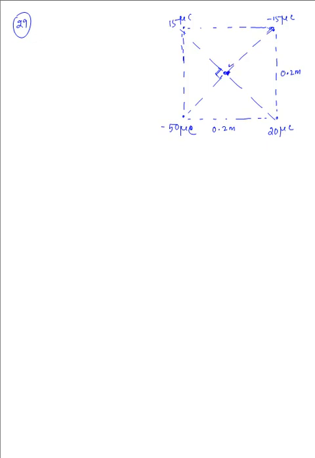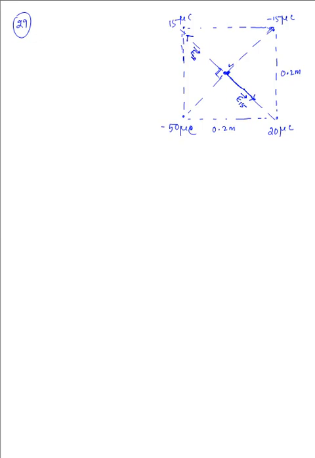Now the 15 microcoulomb, let's start from that corner. So the plus 15 microcoulomb will push that positive charge along that line. Let's say this is E15. I write it as E15. It will be along that line. And then the 20 microcoulomb that we have, again that is a positive charge, so that will push the positive charge placed at the point of intersection, and it will be E20 along that line.